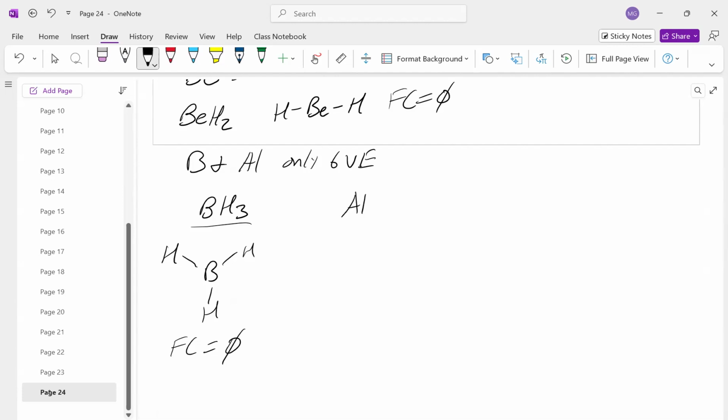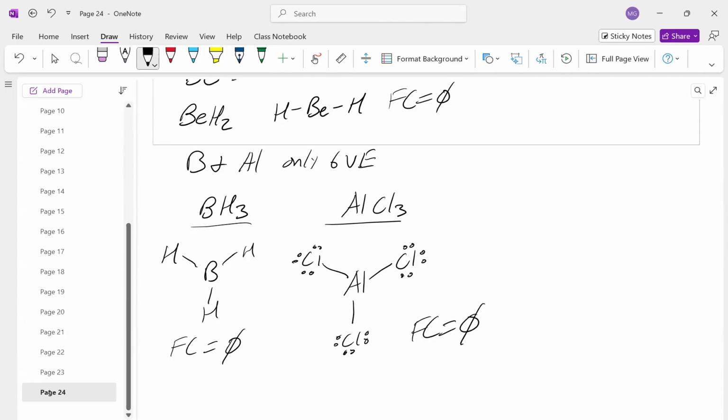Or aluminum, the compound aluminum trichloride. Again, count up all your valence electrons, and you'll see that you don't have enough to put an octet around aluminum. So it's okay for aluminum to have only six valence electrons around it. Again, this compound has a formal charge of 0.